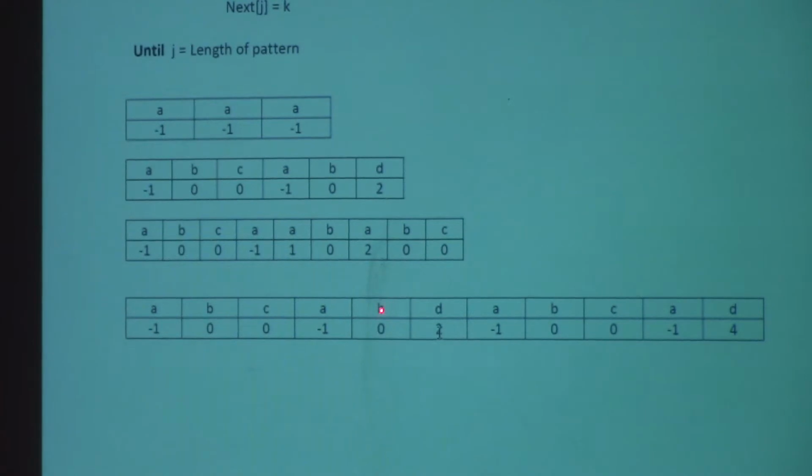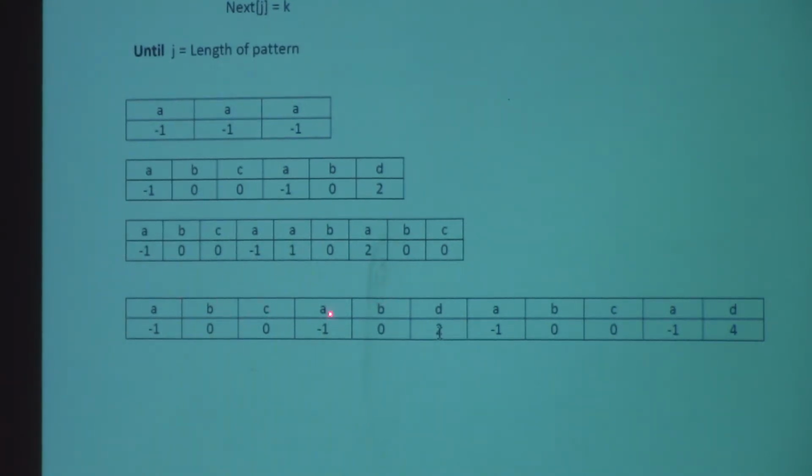So how much slide is that? 6. There's actually a slide of 6. So we want index 4, 0, 1, 2, 3, 4. Now why are we going to compare here? Because look what goes before the D. Before the D, we have A, B, C, A. Look what happened before the mismatch here.